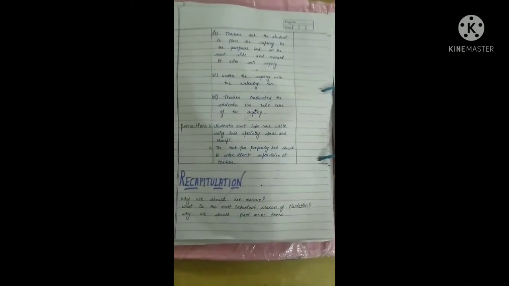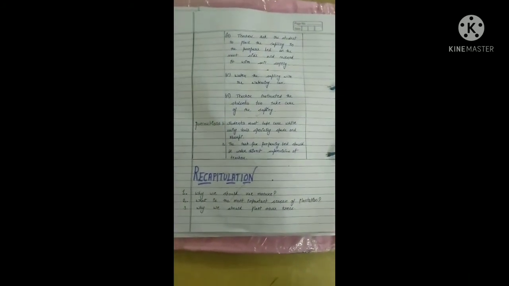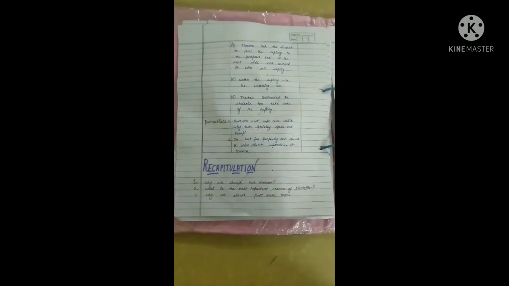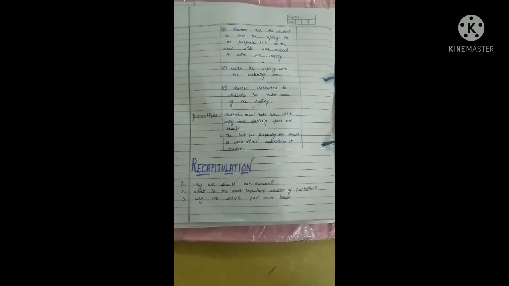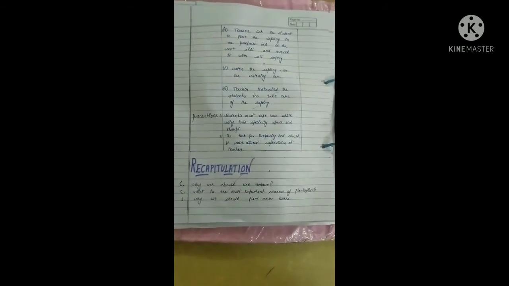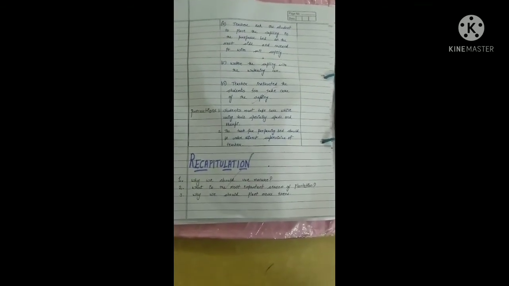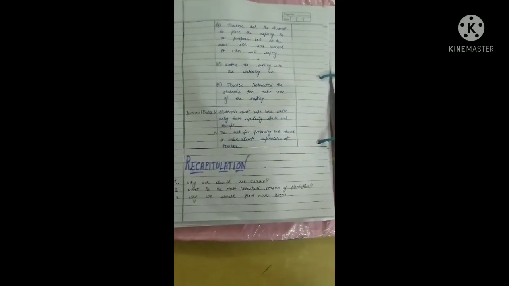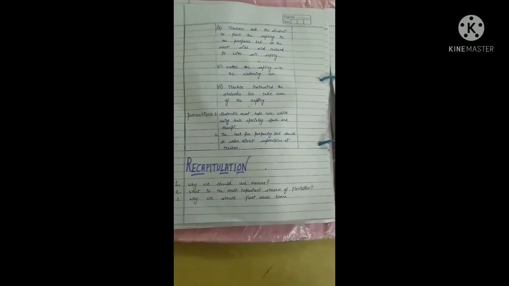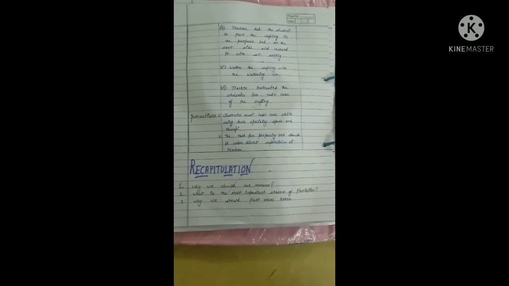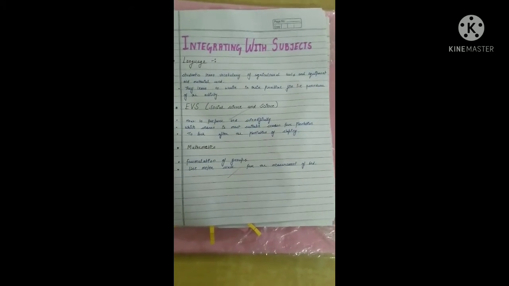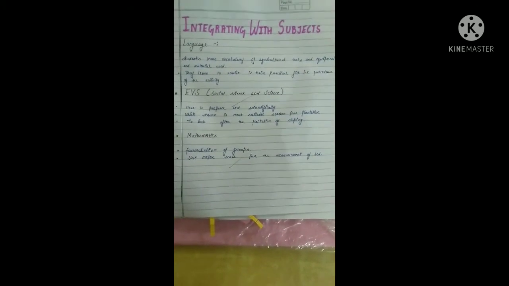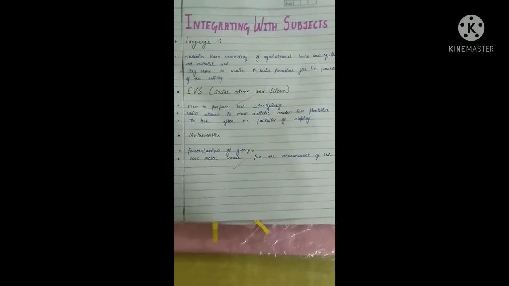The next step we need to write is recapitulation. In recapitulation, you can mention some questions like why we should use manure, what is the most important season for plantation, why we should plant more trees, this type of questions. After that, we need to write one of the most important parts, and that is integrating with subject. Here I integrated with three subjects: language, EVS and mathematics.